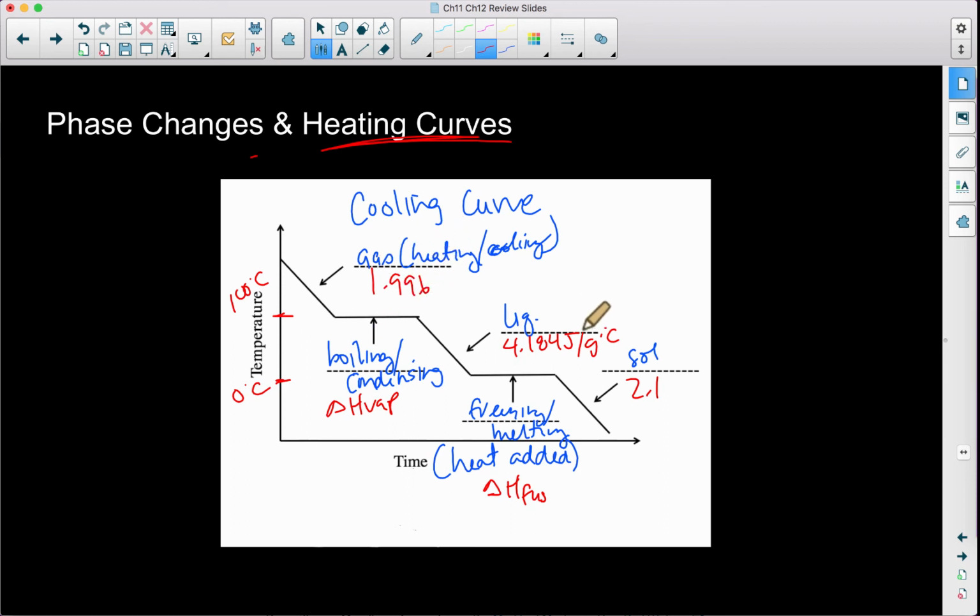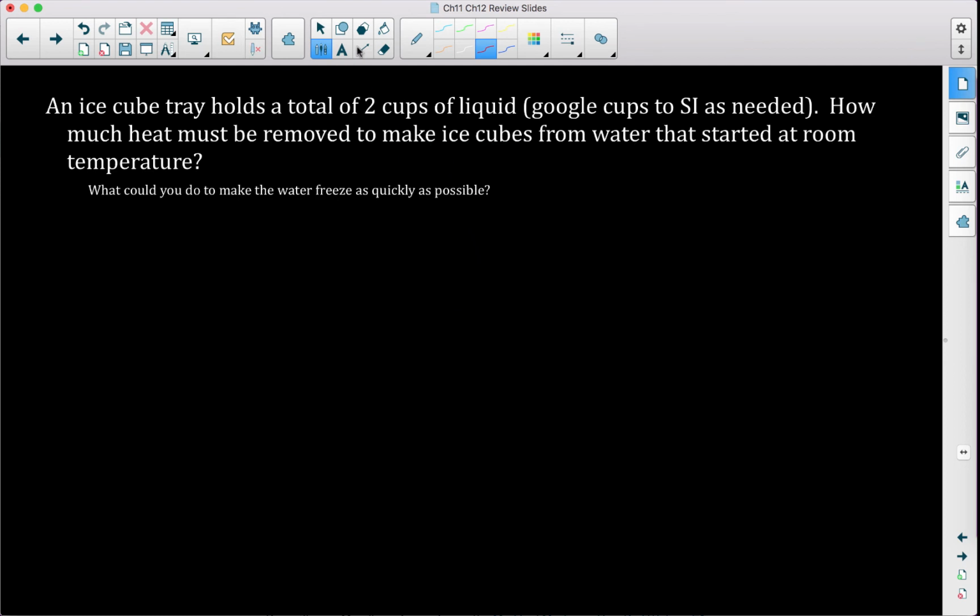Okay, yes. If we're going to think about any type of math about heating, cooling, or phase changes, really all we're doing is envisioning a heating curve and thinking about where we're starting and where we're going. So let's say we're going to solve a problem. The problem says we have an ice cube tray. It holds a total of 2 cups of liquid. How much heat must be removed to make ice cubes? So I want to make ice cubes from water that started at room temperature.